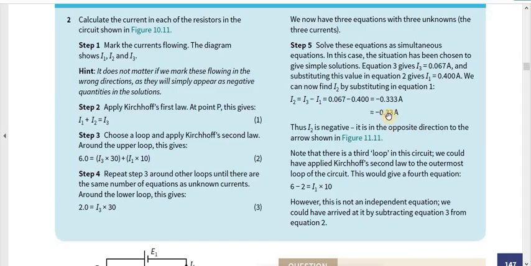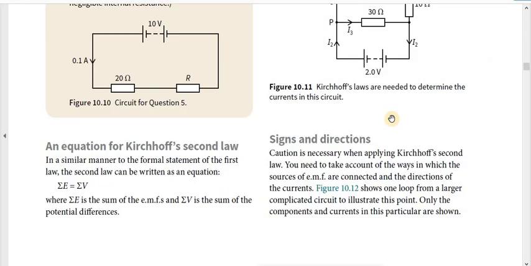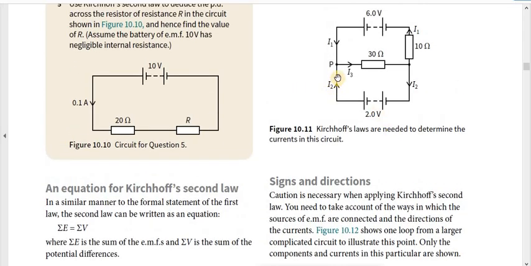And you can see for I2 we get a negative value, which means the direction we chose is not the correct direction. If we chose this way and we get a negative value, that means the I2 current is flowing in the anti-clockwise direction. It's flowing this way. Another way of thinking how this works is, the EMF of this cell is 6 volts, so this gives 6 joules of energy per coulomb. So this is giving more energy than this one.